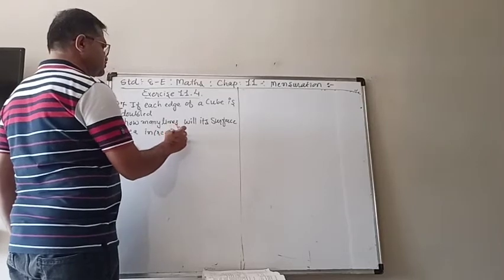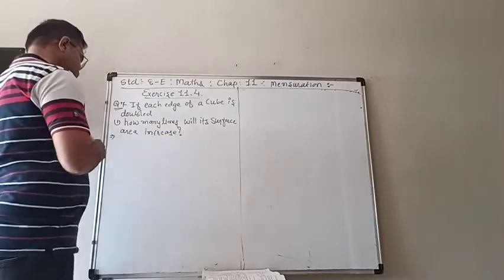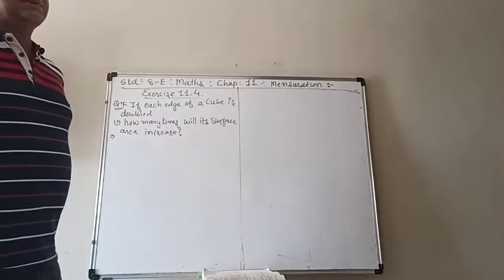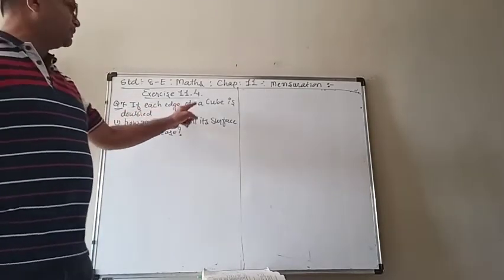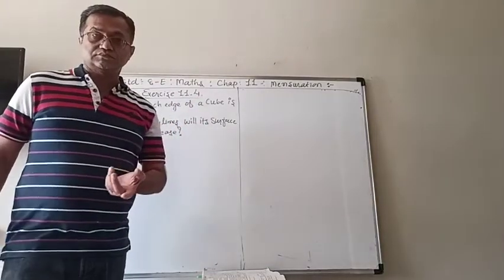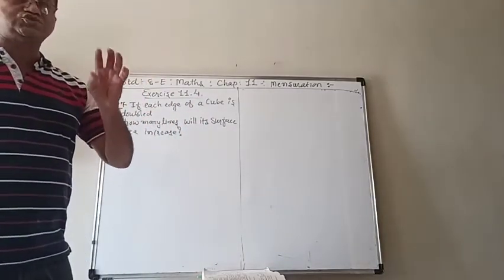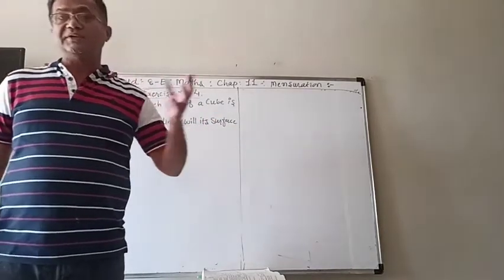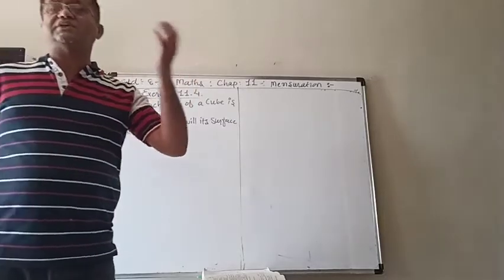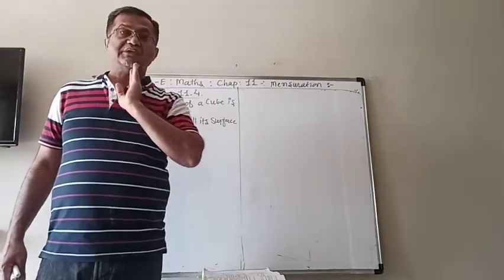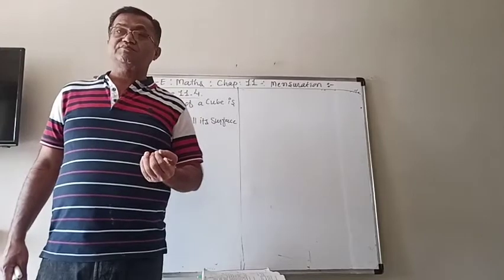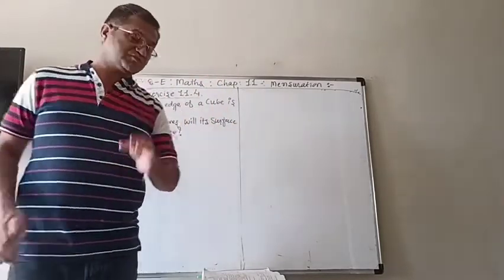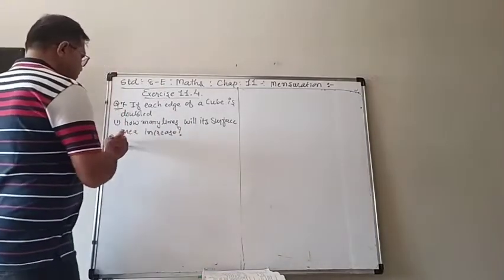There are two questions. First, we will answer the first question. Let us understand the question first. They said that if each edge of a cube is doubled, means if the length of the edge is 2 centimeter, you have to make it double, 4 centimeter. If it is 6 centimeter, you have to make it double, means 12 centimeter. Then how many times the new surface area will be than the original surface area? So here let us understand like that.